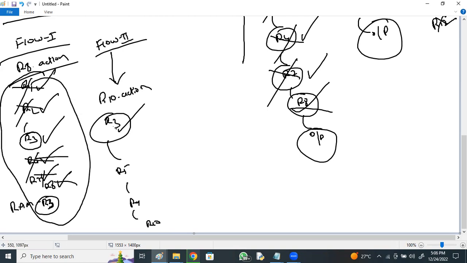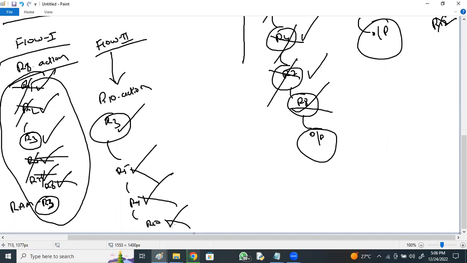Now already R3 is available, right? Now when R5 is ready, R3 won't be removed. When R9 is ready, this will be removed. When R8 is ready, this is also removed. This also removed. Now again R3 is present in the RAM, right?